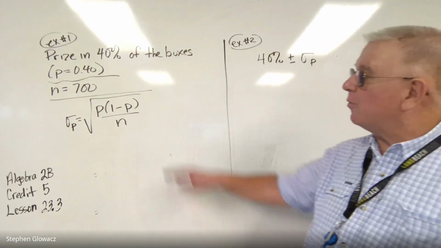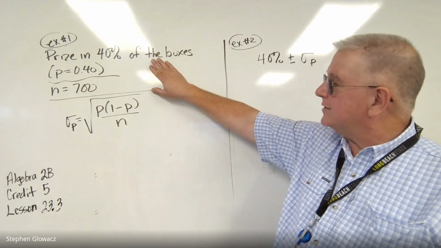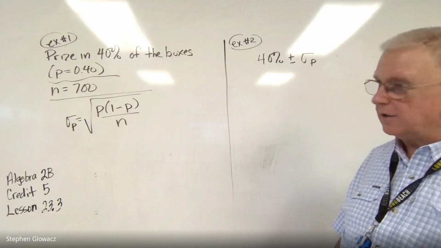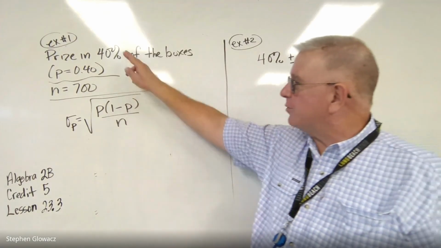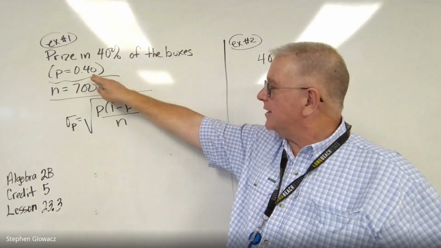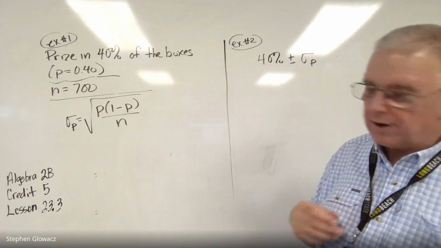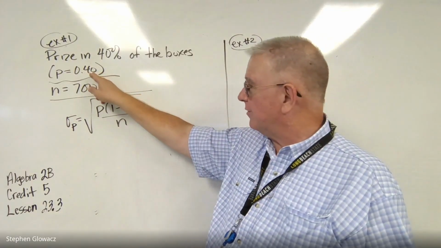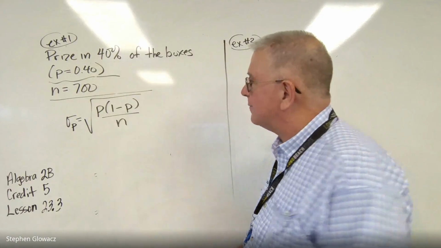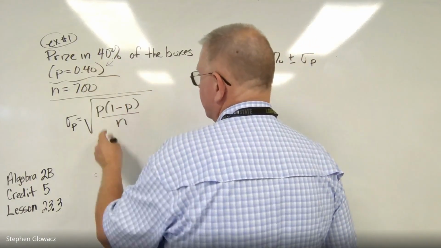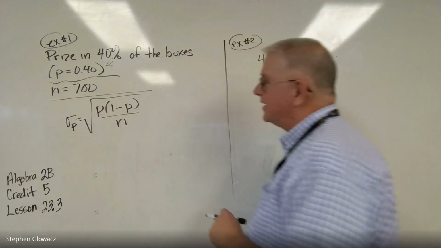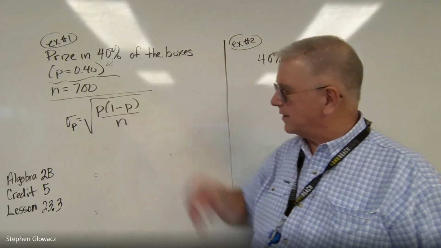In our example, we want a prize in 40% of the boxes, so we're being a little bit more generous. So 40% as a decimal is 0.40, and that's all. They say P equals, in the problem, 0.20, or in this case, P equals 0.40. It's just this percent written as a decimal. And then our sample size, N, is going to be 700 boxes of cereal.